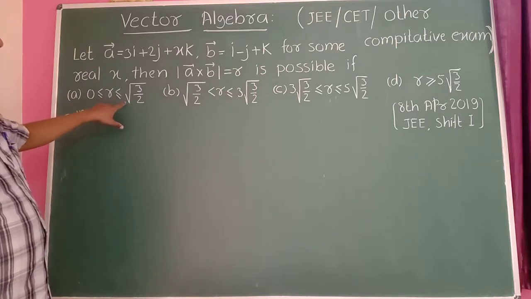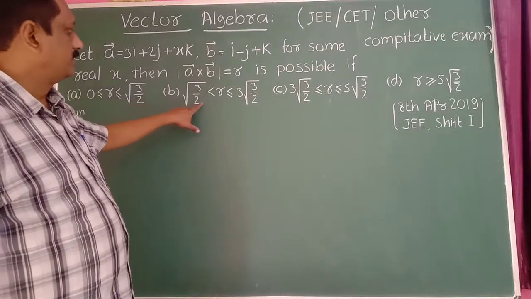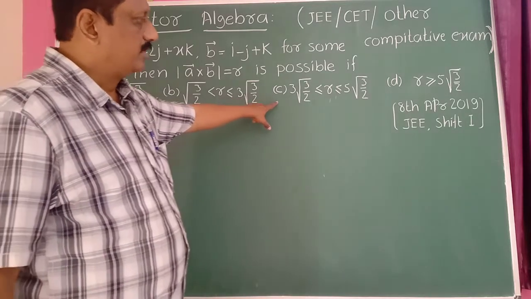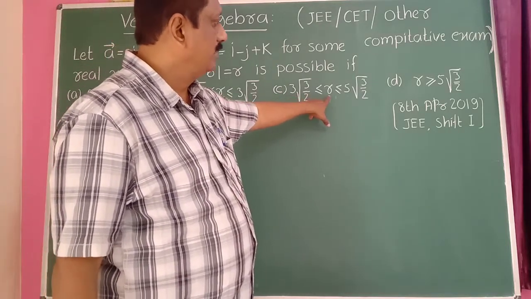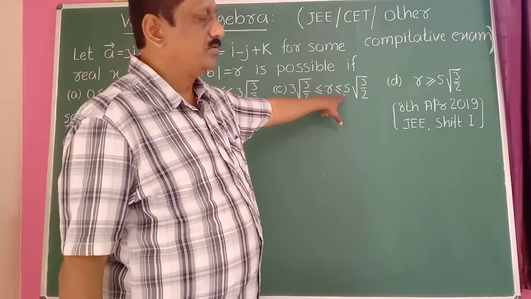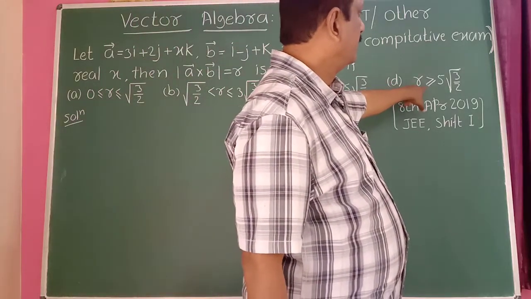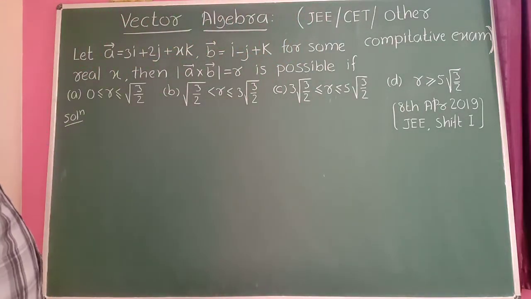to R less than or equal to root 3 by 2. Second option here, root 3 by 2 less than R less than or equal to 3 root 3 by 2. Third option 3 root 3 upon 2 less than or equal to R less than or equal to 5 root 3 by 2. And the fourth option is R greater than or equal to 5 into root 3 divided by 2.